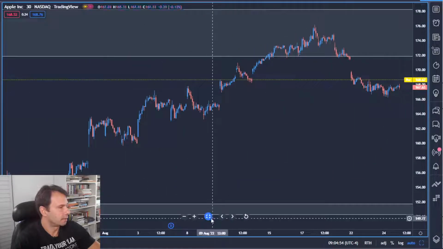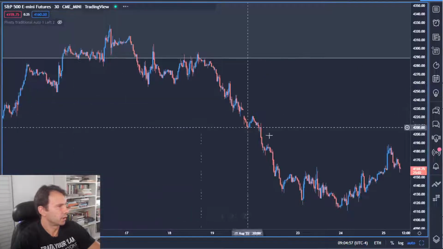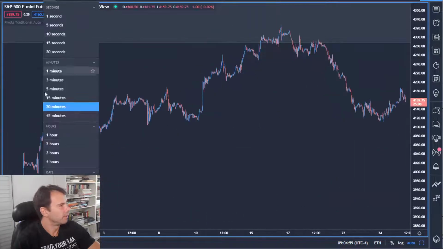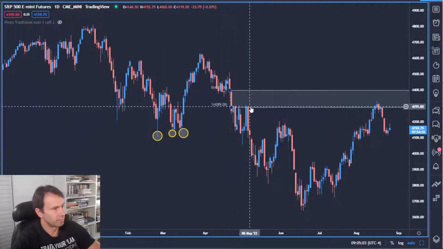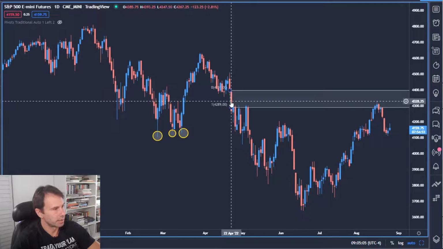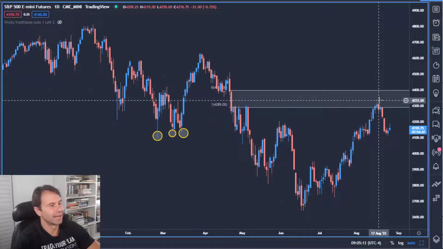After that, I do like to check on the ES chart, right? And if you see the daily, it came to this supply, this triple top created in April, right? And this coincides with the 200 moving average.